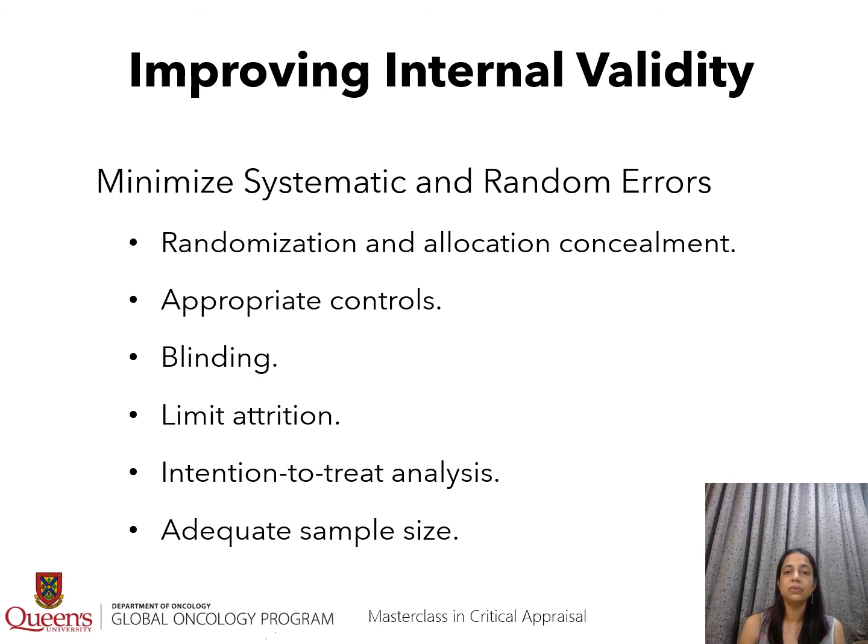So how do we improve internal validity? We have already discussed systematic and random errors in trials. And the way to improve internal validity is to minimize these errors. So use proper randomization techniques and allocation concealment. Use appropriate controls. Blind wherever possible. Limit attrition. Apply an intention to treat analysis. And ensure adequate sample size.